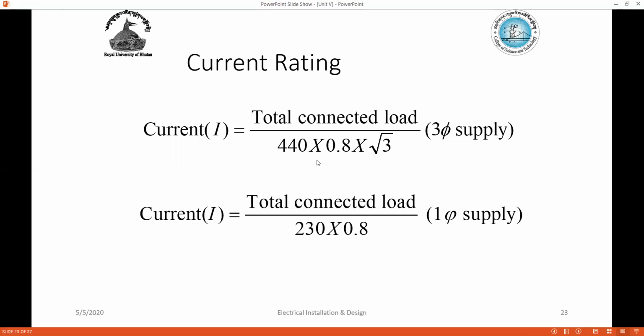Actually, if your power quality is good, then you can have the power factor as 1, but we cannot achieve that. So we can take 0.8 or 0.9, times root 3. This is the standard formula that we use to calculate the current. And then for the single-phase supply, we again have 230 times 0.8. So the connected load is divided by this.